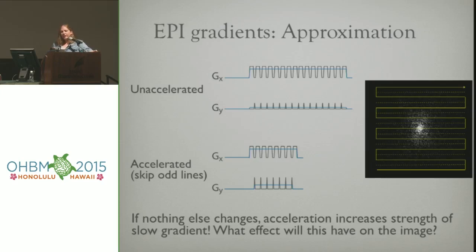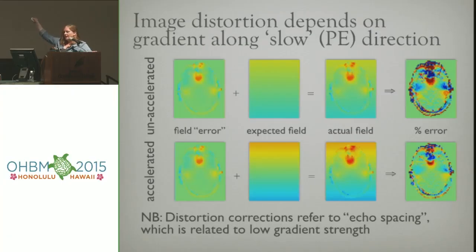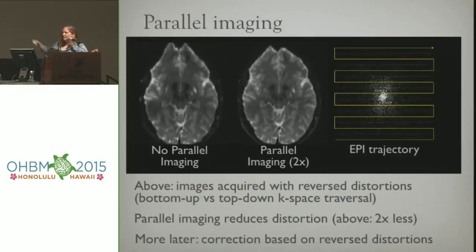And by being able to skip, for example, every other line, or only acquire every third line, what we do, in essence, is we move through K-space more quickly. Okay? So our slow gradient is going to be a bit stronger. And as a result, the percent error that we have on the bottom as compared to the top along this slow direction is less. So parallel imaging then enables you to reduce the distortion in your images. And here I'm just showing you an example of the difference between with and without parallel imaging.